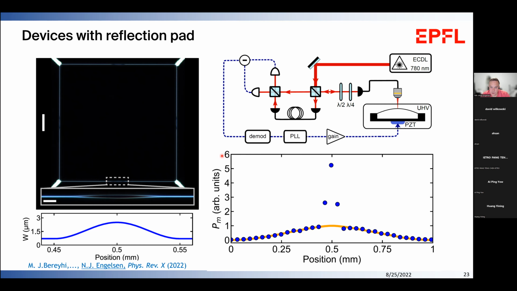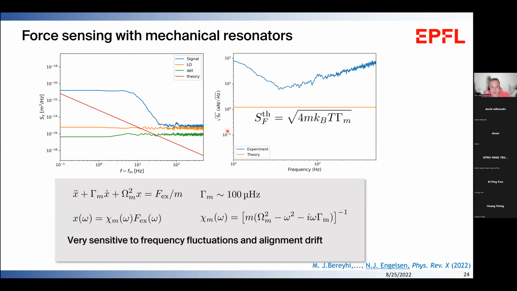So with this, we wanted to make some proof of principle force sensitivity measurement. But when we first tried to do this, we were hindered by frequency drifts and alignment drift. So what we wanted to do here was just measure the position of our harmonic oscillator and use this to infer the external thermal force that pushes on it.